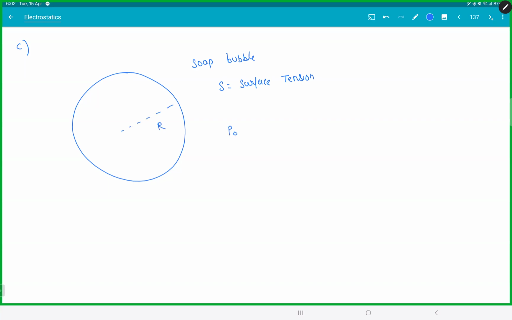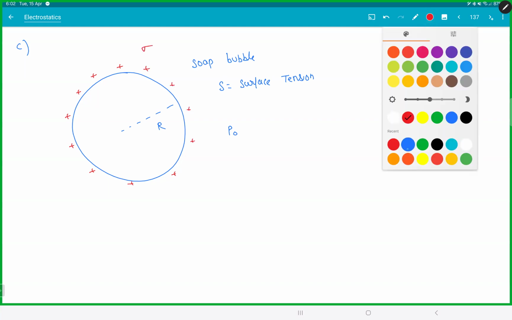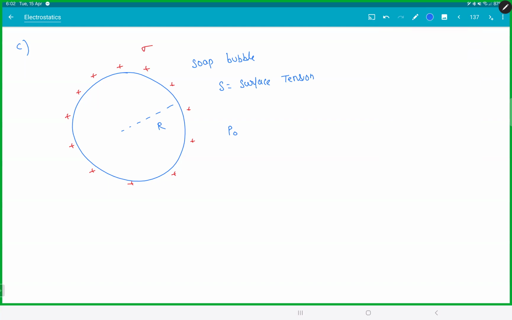Outside the pressure is P naught. Then what happened? Someone placed a charge on the surface, uniformly distributed it, sigma. Now find the pressure inside. Remember the excess pressure formula? But now there is a charge on the surface. So find the pressure inside the soap bubble.